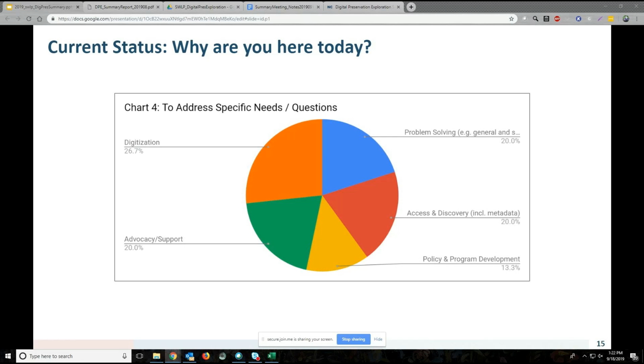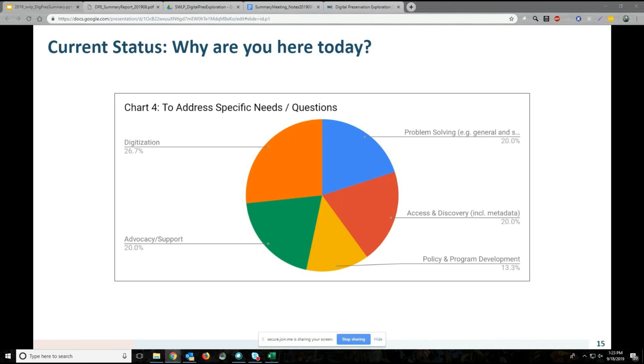And then the third main theme was to address specific needs and questions. So this broke down in all sorts of ways, but there were 5 main areas, at least, that people really wanted to talk about in more specific detail. Digitization, so a lot of times digitization is associated or really goes hand in hand with digital preservation. So a lot of people wanted to talk about their experiences with or them getting started with digitization.